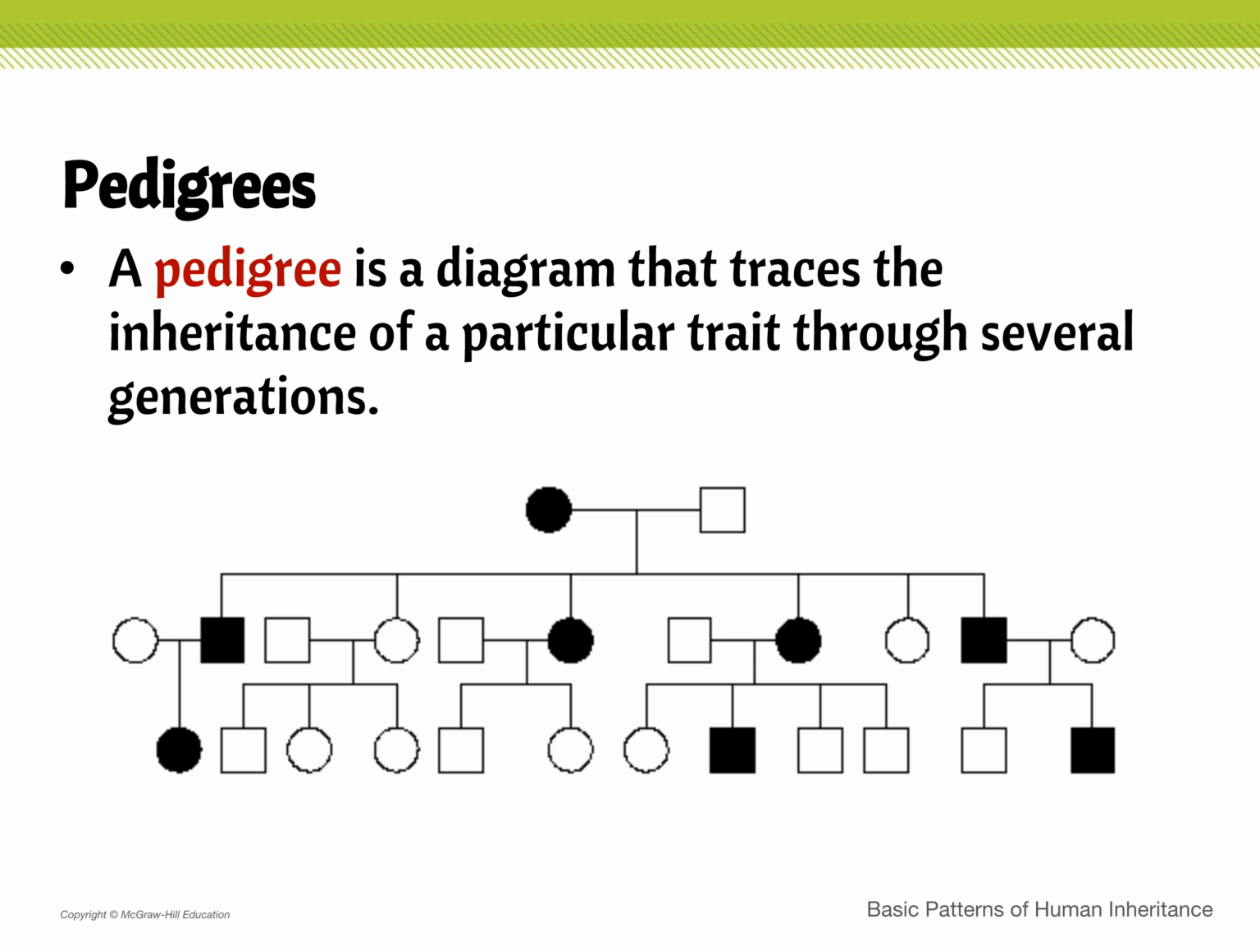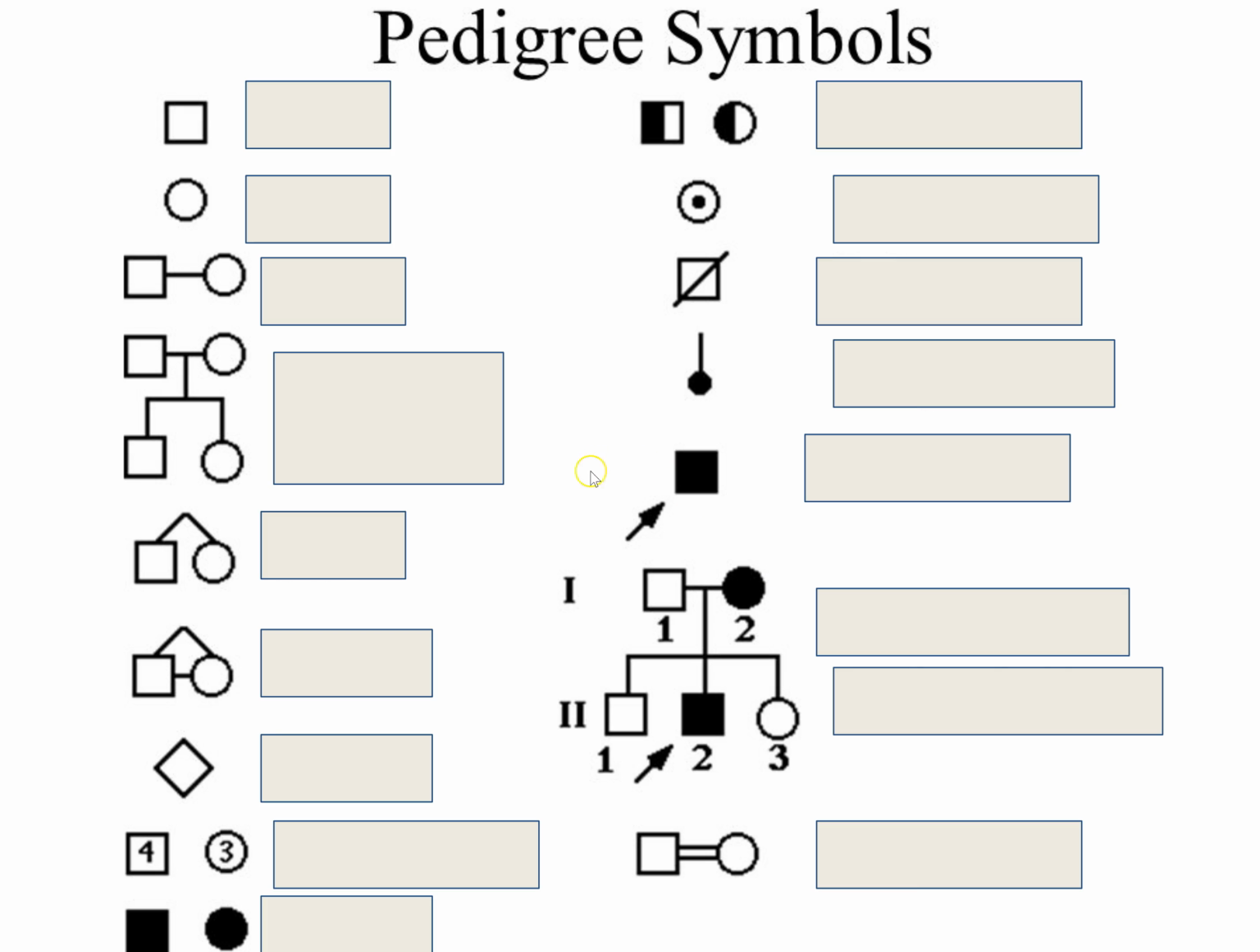And this is an example of a pedigree. So you might think of this as like a family tree. But the difference between a family tree and a pedigree is the pedigree is actually tracing the inheritance of a particular trait through several generations. So we use these shaded in circles and these open circles and squares to trace certain traits through a family. So these are some of the symbols that you will see in a pedigree, and I'm going to go through them quickly, and you need to label them on your paper.